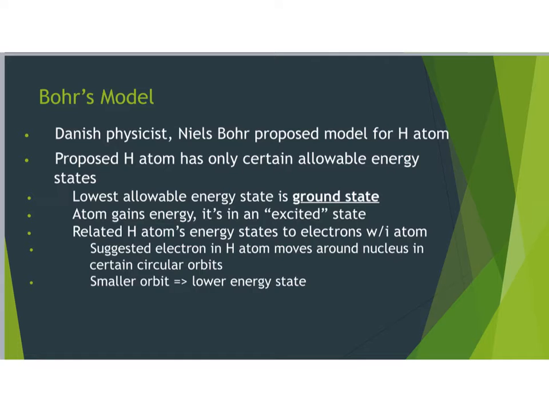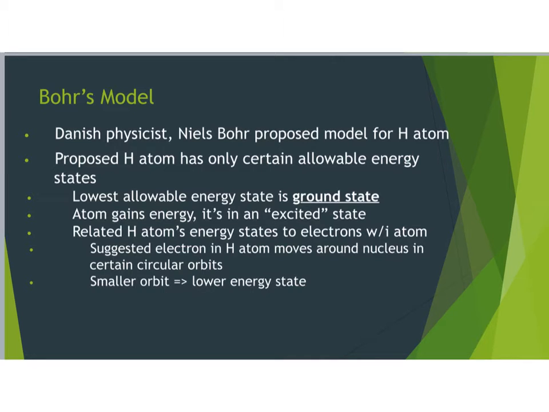In the early 1900s, we had a Danish physicist named Niels Bohr who was working in the same lab as Rutherford. He was interested in how things were bonding and how the electrons worked. Niels Bohr is known for proposing a model for a hydrogen atom. He proposed that the hydrogen atom has only certain allowable energy states.